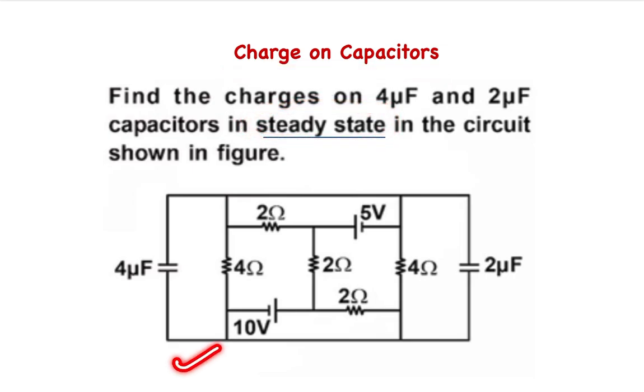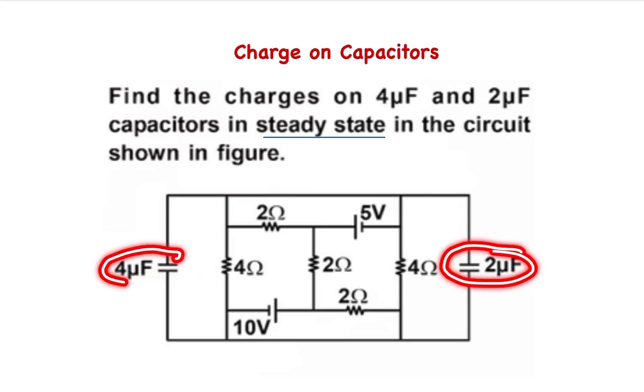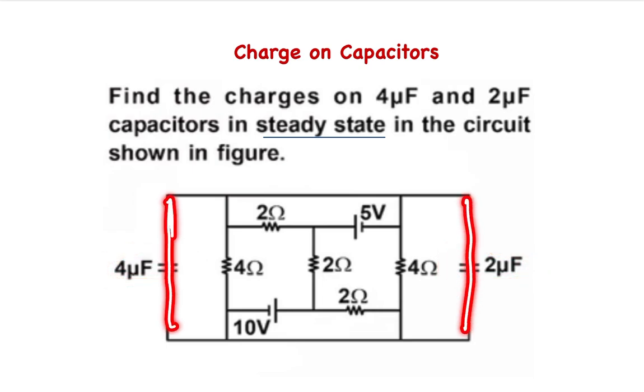So this is a circuit and we have been given two capacitors of 4 microfarad and 2 microfarad. So in steady state the charge on the capacitor becomes constant. So charge on these capacitors are not changing. So the current in these branches will be zero. There will be no current, zero current through the branches which contain capacitors.